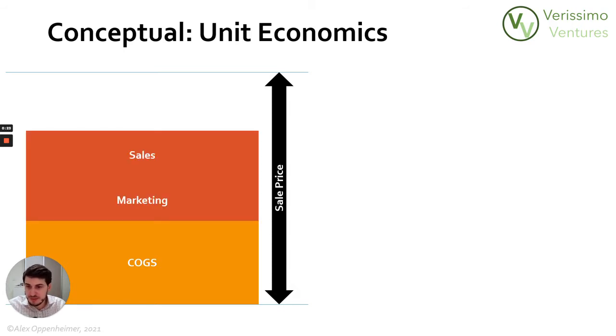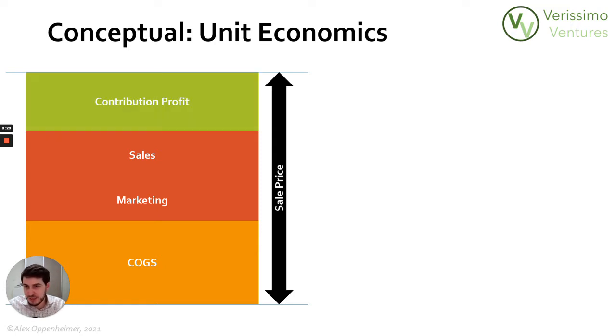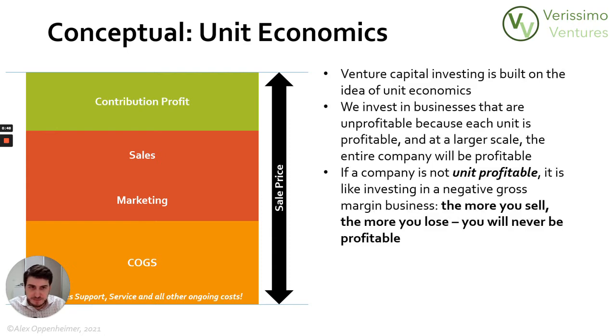The next thing is sales and marketing. How much does it cost to actually sell that unit that you're selling? And then what's left over as a total component of that price is the contribution profit. So that contribution profit is the portion of the sale price that is the unit profitability. It's really important to recognize that the COGS includes all the ongoing costs, all the variable costs in economic terms.